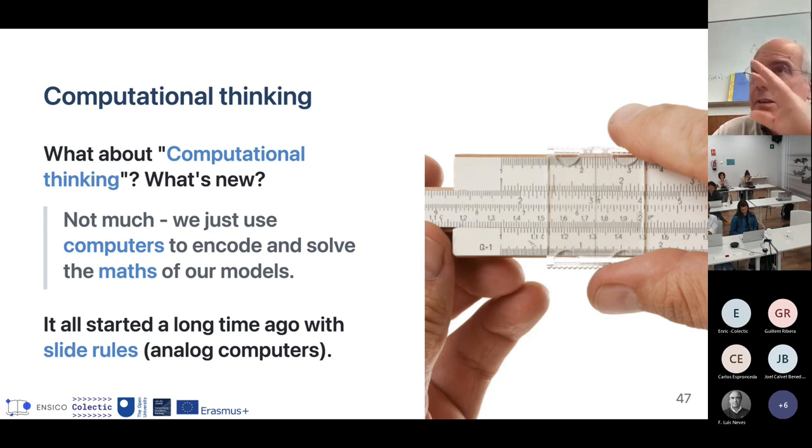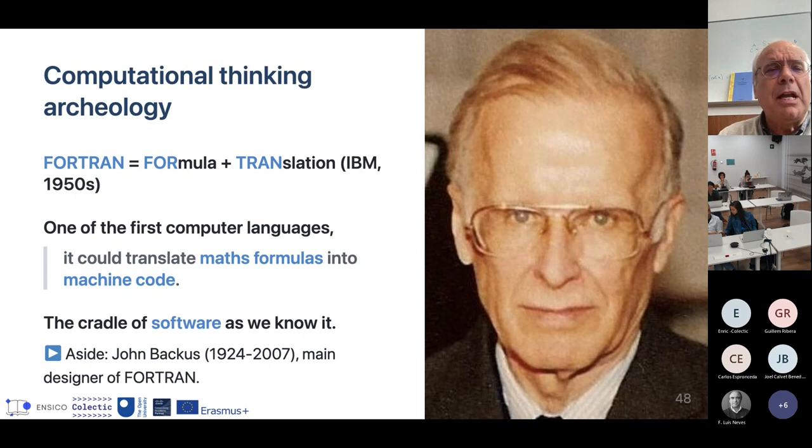We have the abstract models. We could do the calculations ourselves, as in the 17th century, when there were people employed to do calculations, but we have a faster and more reliable way of doing that, which is hiring a computer instead of hiring a personal computer.